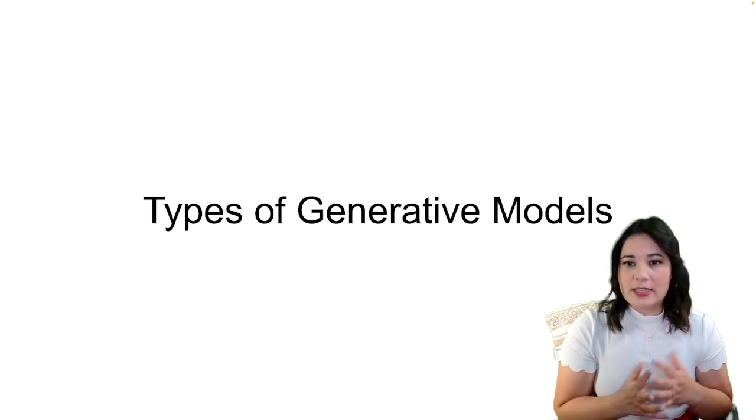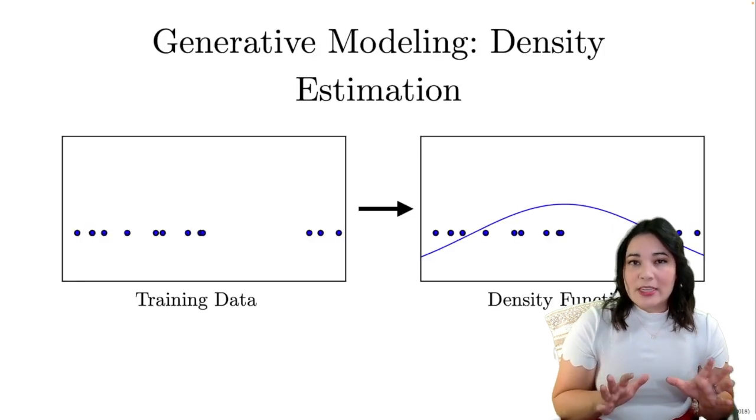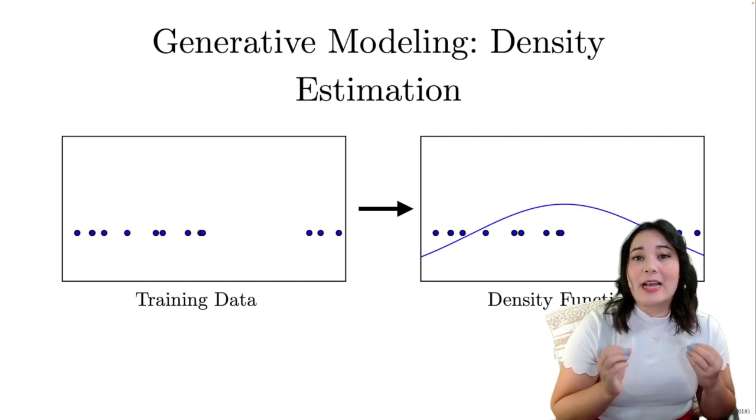So now that we've seen what generative AI can do, let's talk a little bit about the types of generative models that are out there. Broadly speaking, there are two main types of generative models. The first are density estimation models.